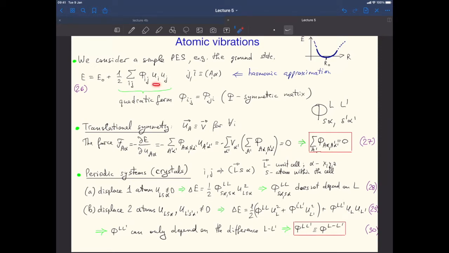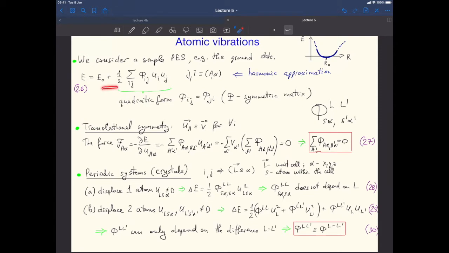So this quantity u_i corresponds to displacements of atomic positions from the corresponding equilibrium positions, and the index I or J represent degrees of freedom, which are comprised of two indices. One is capital A, the atomic index, atom number, and alpha is the direction of the displacements x, y, z.